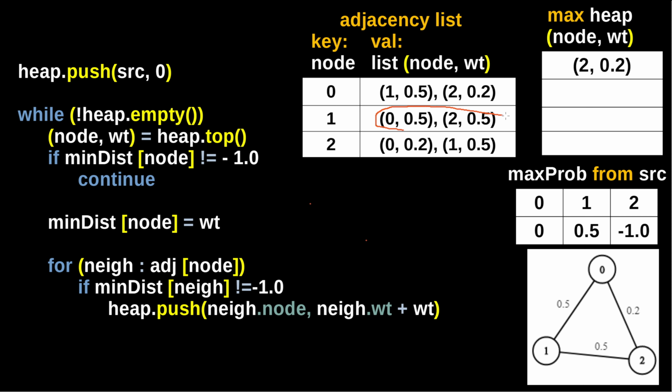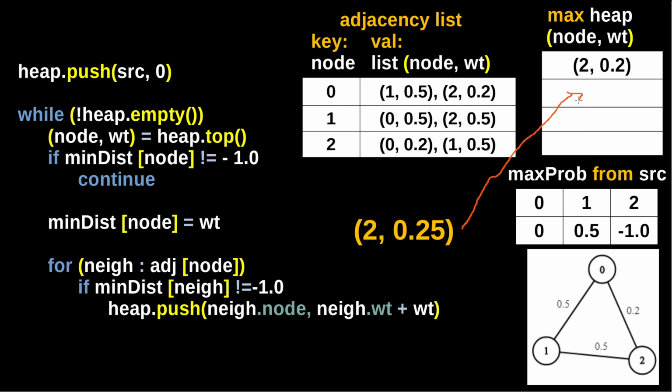Now we get the neighbors of 1, which are 0 and 2. Now 0 we don't care because we already established the maximum probability of the 0 node, so we want to get 2, and we want to make a tuple for the node 2. The weight inside the tuple is the probability of reaching 2 from 0, and we check the maximum probability table. The maximum probability of reaching 1 is 0.5. So we know the probability of 1 to 2 is 0.5. So 0.5 times 0.5 is 0.25. So 2, 0.25, this tuple goes onto the heap.